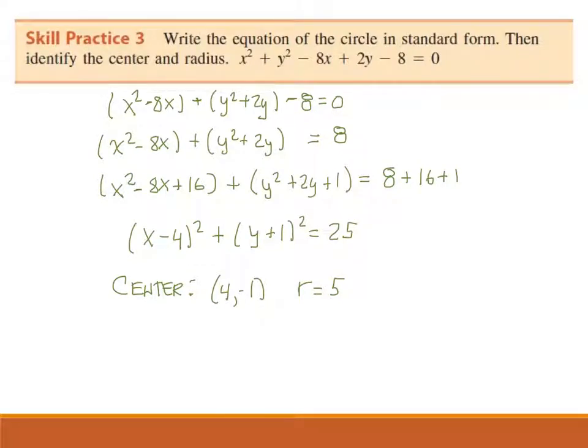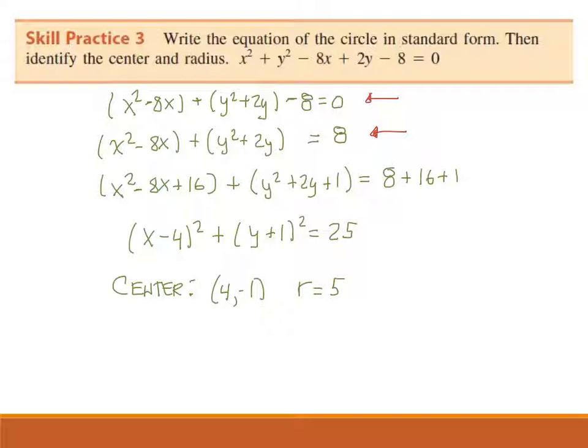Practice skill 3, we write an equation of a circle in standard form, then identify the center and the radius. So we group our terms first. Here they are. We get x squared minus 8x plus y squared plus 2y minus 8 equals 0. We move the 8 over.